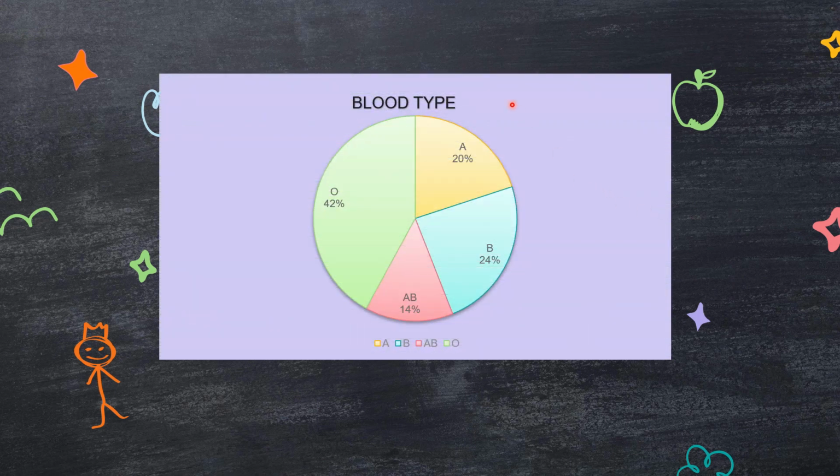This is the pie chart for blood type. Each segment represents a category of blood type and the frequency of students with that blood type. Example, 42% of the students have blood type O.